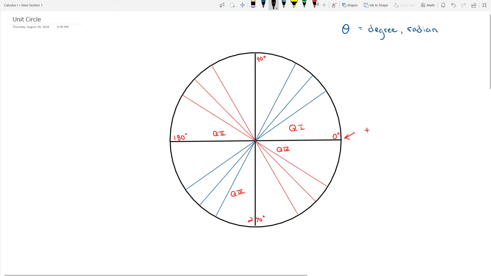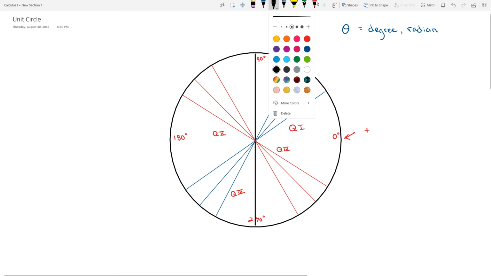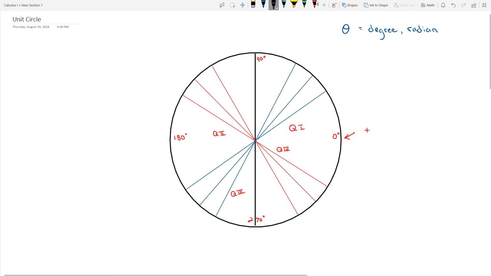And what we should remember is that for quadrant 1, both cosine and sine, or x and y, are going to be positive. For each quadrant, that's going to change. Quadrant 1 is the only quadrant where both are positive.